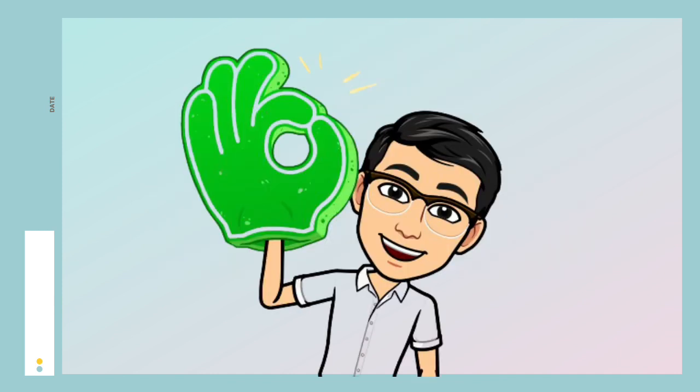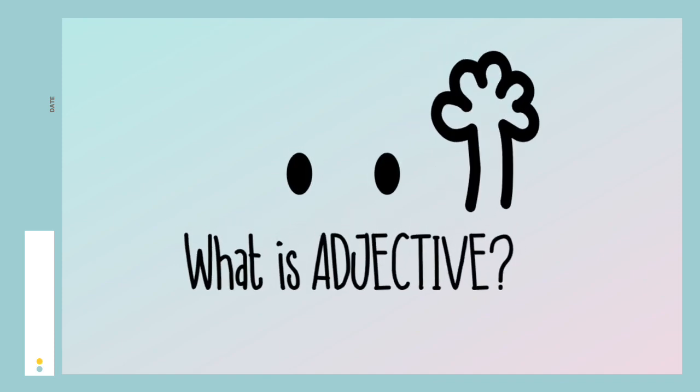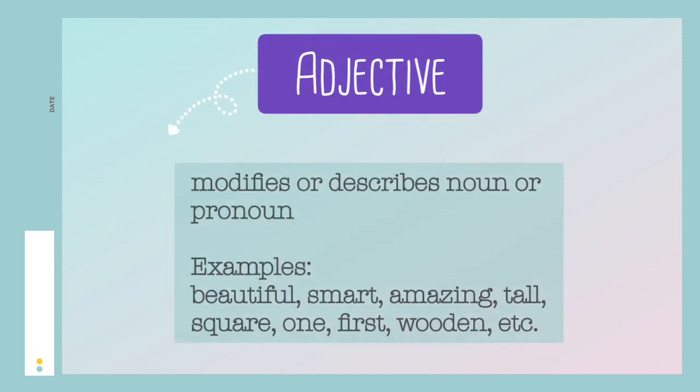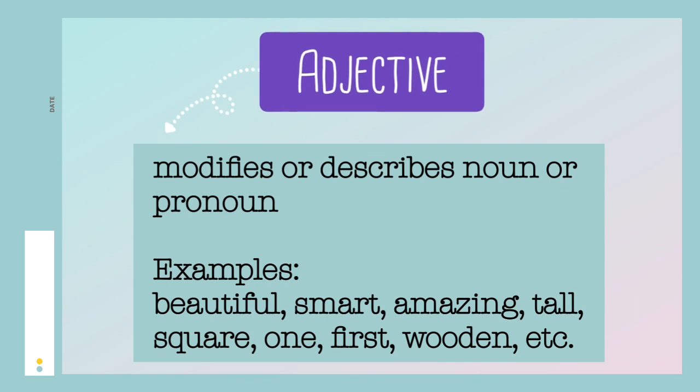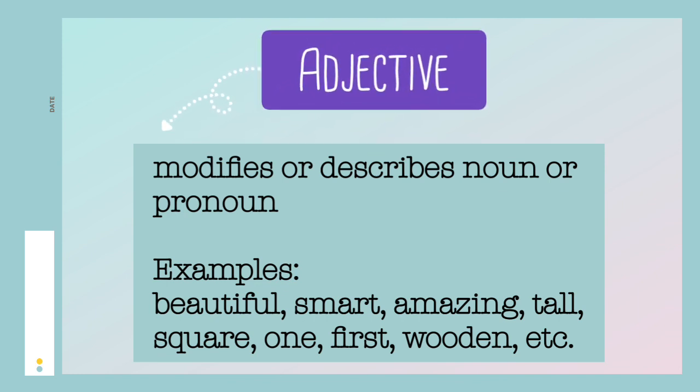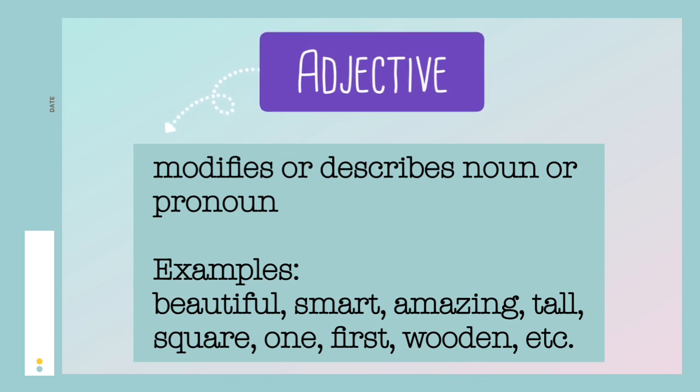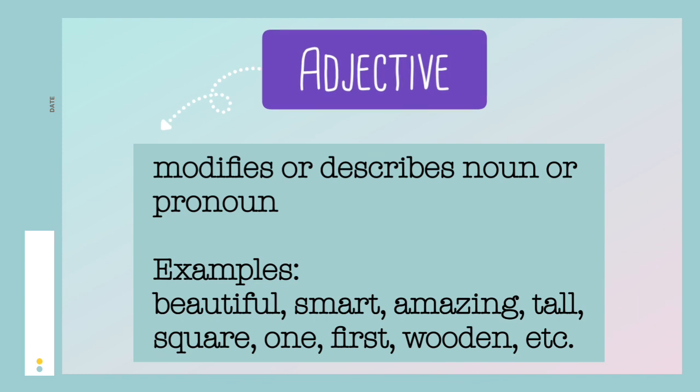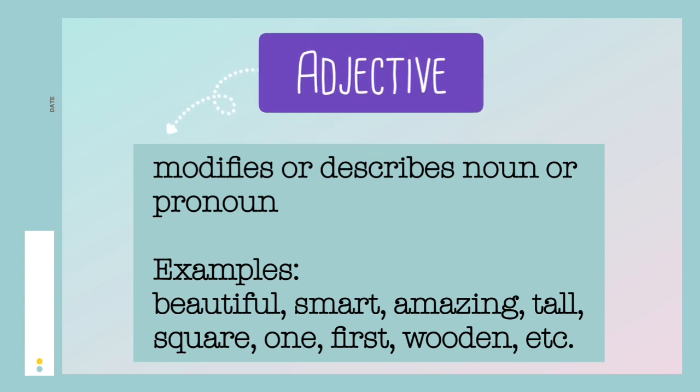Now, we'll proceed to the next part of speech. What is adjective? Adjective modifies or describes noun or pronoun. So it's a modifier. It tells us the characteristics of a particular person, place, thing, or animal. So, in Filipino, it's pang-uri, naglalarawan. Examples: beautiful, smart, amazing, tall, square, one, first, wooden, etc.